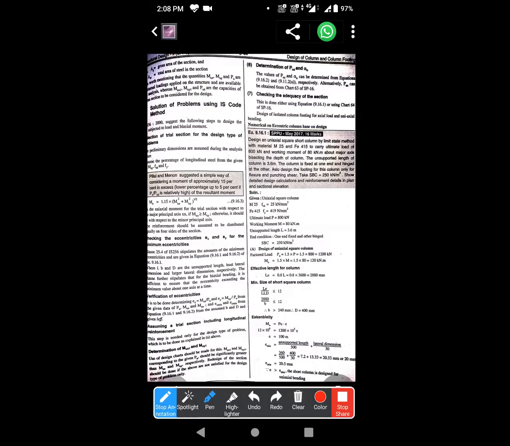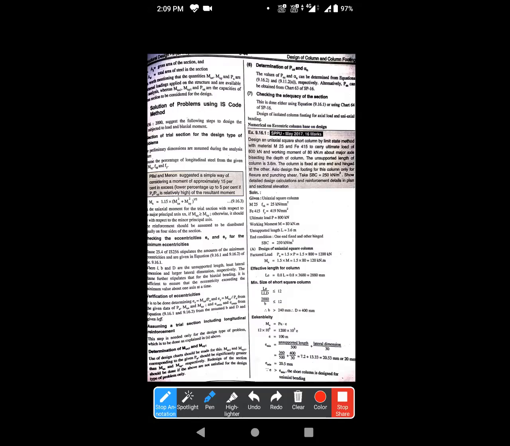Also design the footing for this column only for flexure and punching shear. It is given in the question itself that you have to design this footing for this column only for flexure and punching shear. Take the safe bearing capacity as 250 kilonewton per meter square. Show detailed design calculation and reinforcement details in plan and sectional elevation.